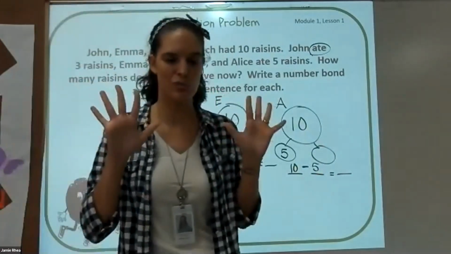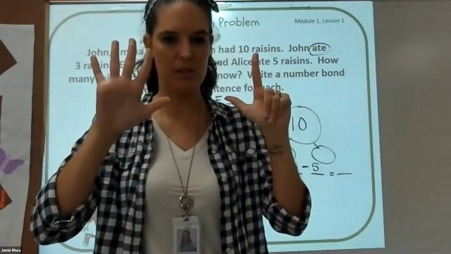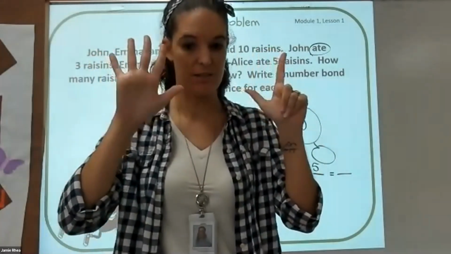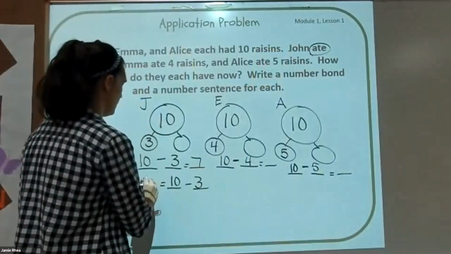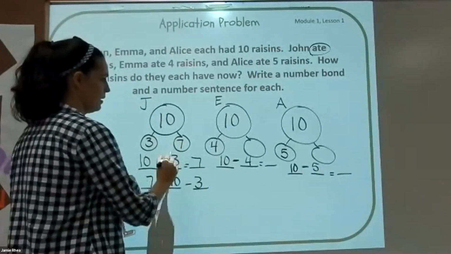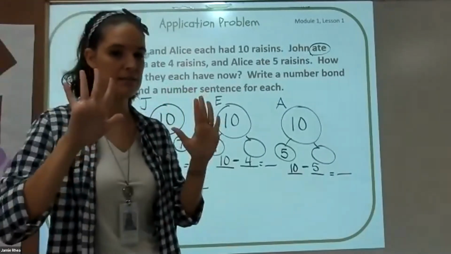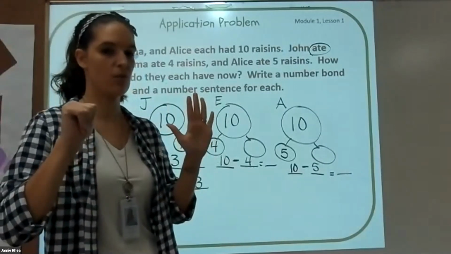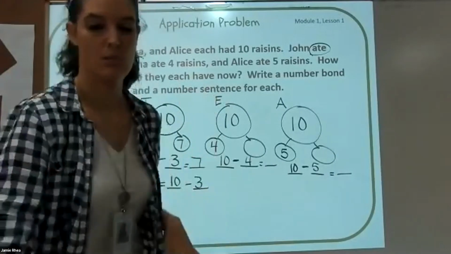So let's show 10. I have 10. I'm going to take 3 away. How many do I have left? 5, 6, 7. Okay, so John had 7 left. How many does Emma have? If she has 10 raisins and she takes 4 of them away, how many are left? 5, 6. We've got 6.